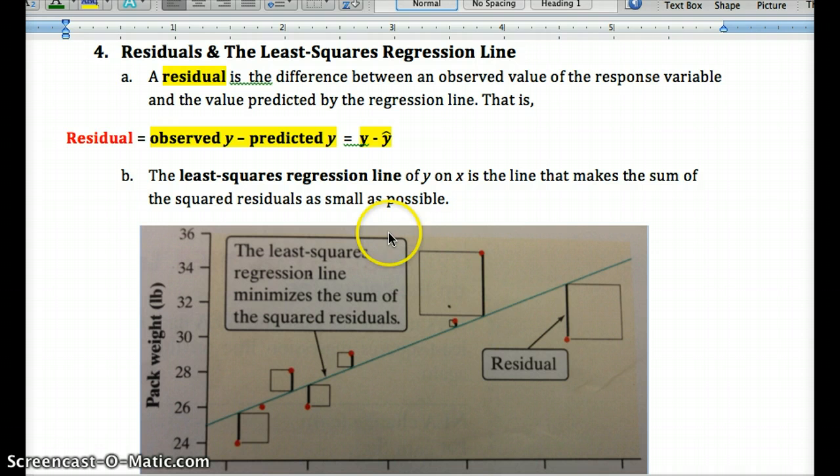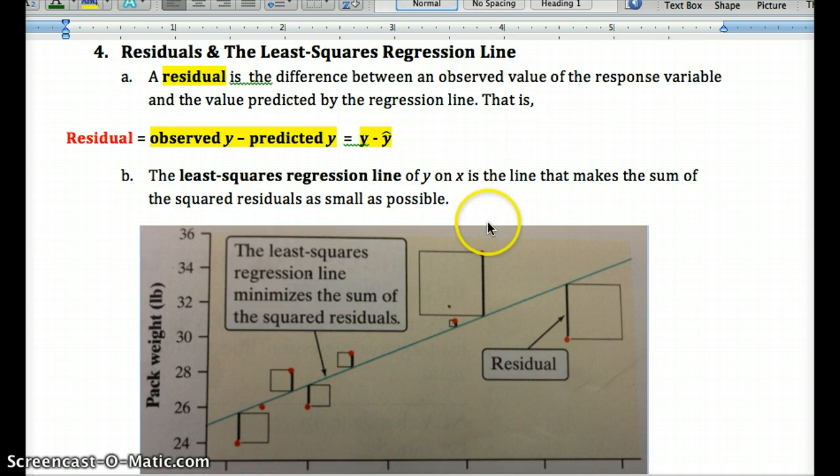The least squares regression line of y on x is a line that makes the sum of the squared residuals as small as possible. So again, we square because we don't care if it's positive or negative. We want the distance from the line to be minimized. So the distance squared is how we minimize that in order to make the best fit line. So the ideal best fit line would have the sum of all these squares, the areas there, be the smallest. This is a nice visual to keep in mind.